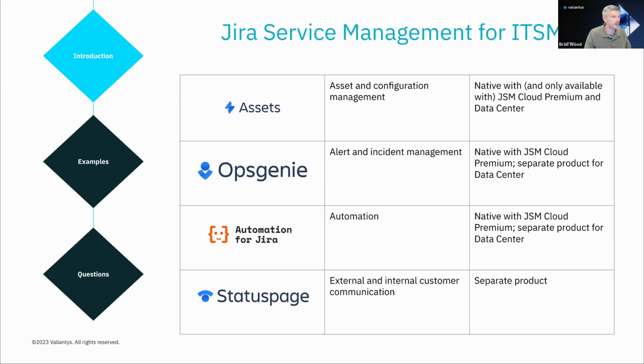Next, we're going to talk a little bit about Opsgenie, which is the alert and incident management system. This is native with JSM Cloud Premium. It is a separate product for Data Center.